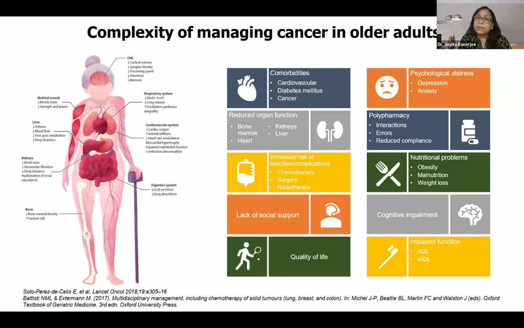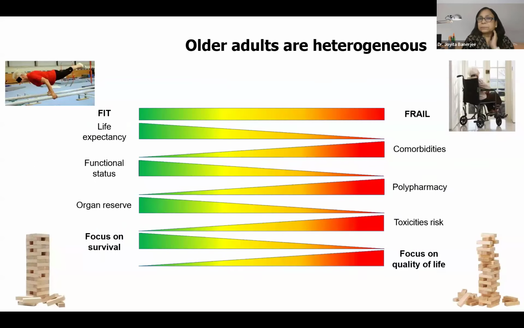dependence on caregivers, caregiver burden, lack of social support. As people grow older, there's more isolation and lack of social support. Altogether, this leads to a reduction in the quality of life. So these are all the issues that can be faced by older adults and the challenges that we face while caring for an older adult with cancer.